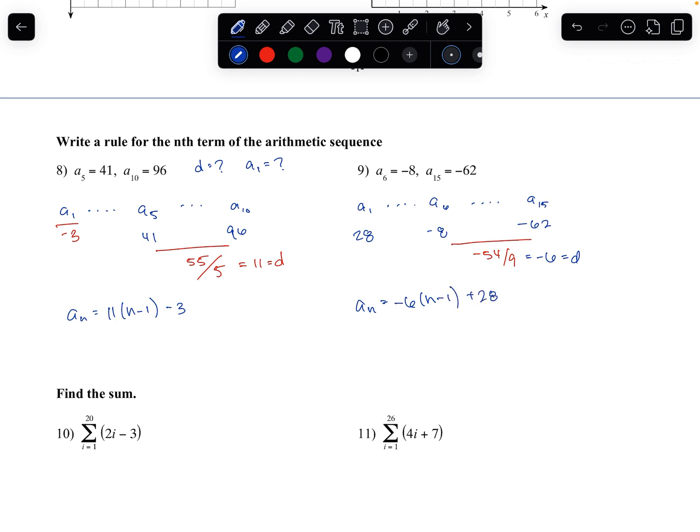Let's verify this. Let's say I want to find the 15th term. So plug in 15. We're going to do negative 6 times 15 minus 1. So negative 6 times 14, and add 28. Oh my gosh, I'm so bad at this. I'm not getting the right answer. I'm getting 56. I should be getting 62. What am I doing wrong again?